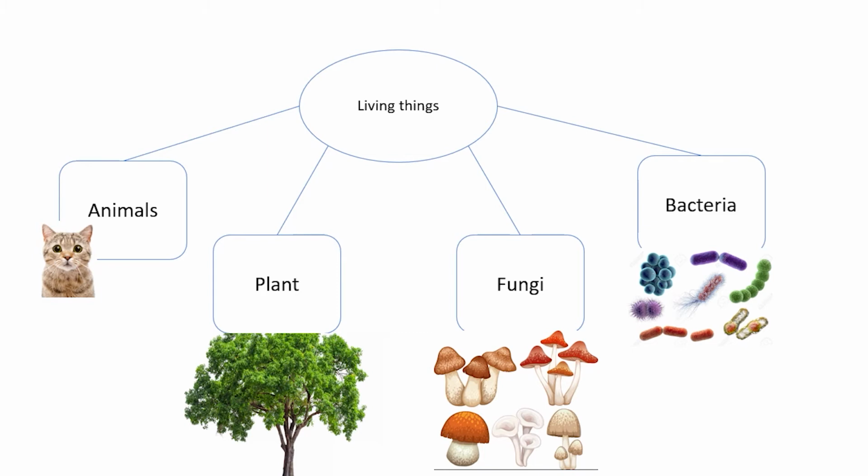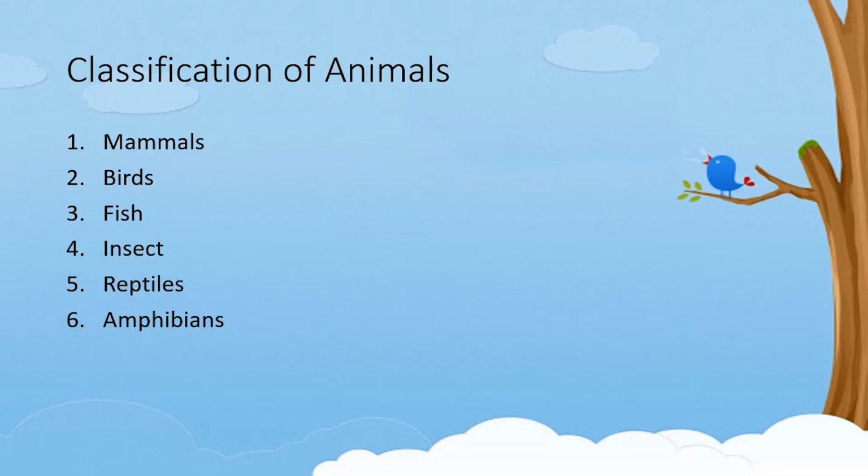Like I told you, scientists already help us to classify living things into several groups. The first one is animals, the second is plant, the third is fungi, and the fourth is bacteria. Now, in P3, you are going to learn how to classify animals and also plants. There are 6 classifications in the animal kingdom. The first is mammal, second bird, the third is fish, the fourth is insect, the fifth is reptiles, and the sixth is amphibians. For today, we are going to learn the first 3: mammals, birds, and fish.